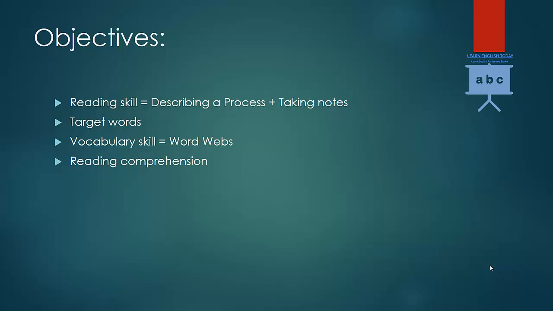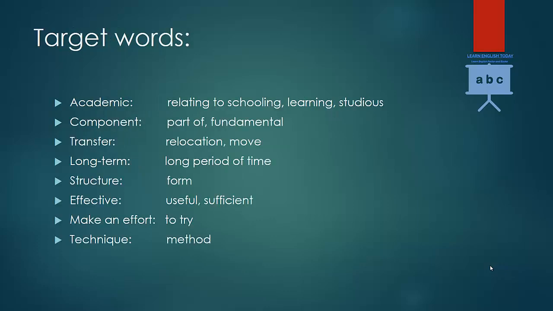Okay, let's go. What are the target words that today we are going to cover? The first word, so let's have a review. Academic. Academic means relating to schooling, learning or studies, something related to college or university. The next word, component. Component means part of something or fundamental. The next word is transfer. Transfer means relocation or move.